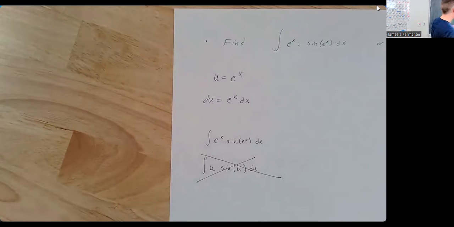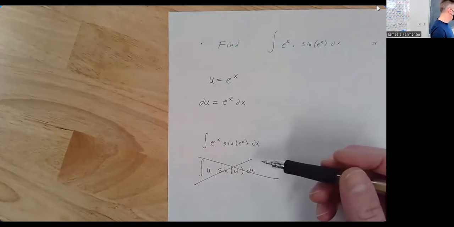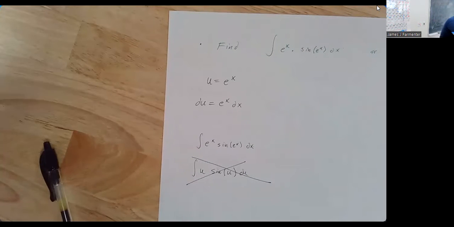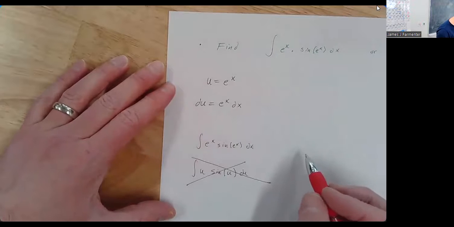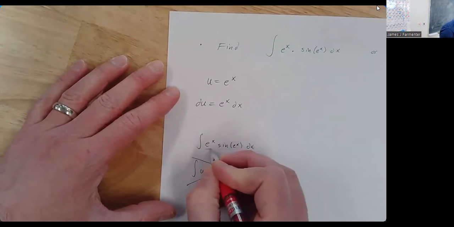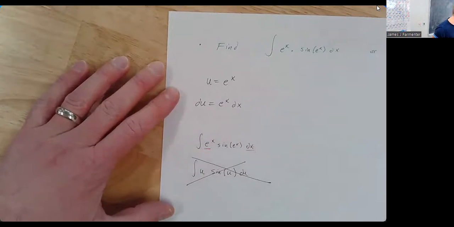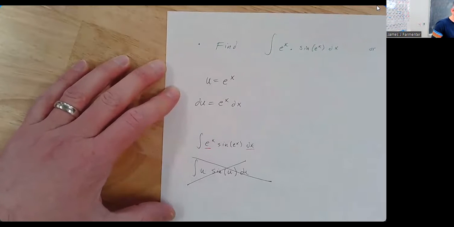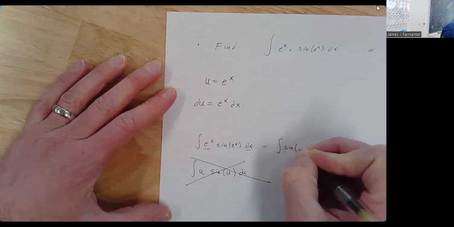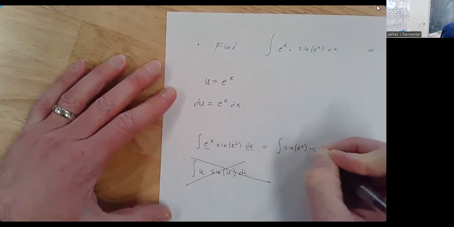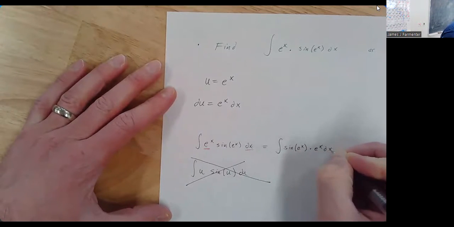Whenever you are doing a u substitution, the first thing to take care of is making sure that dx transforms into du. Looking at it, du is equal to e to the x times dx. So I'm seeing an e to the x times dx. I might even, although you don't have to, rewrite this so that those are next to each other: sine of e to the x times e to the x dx.